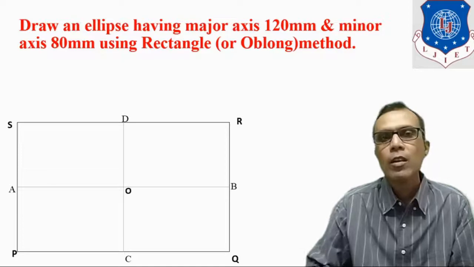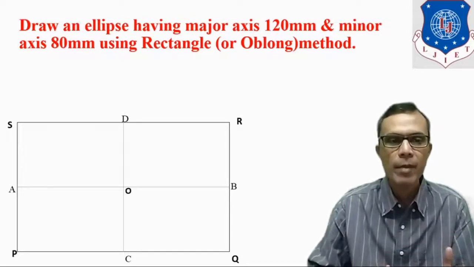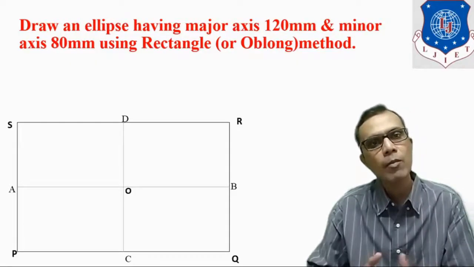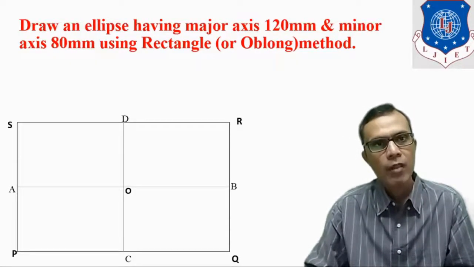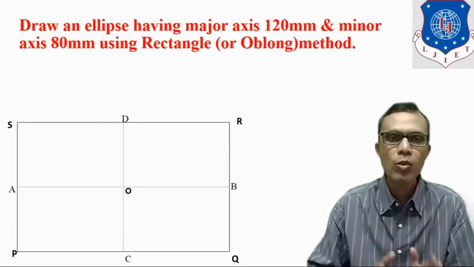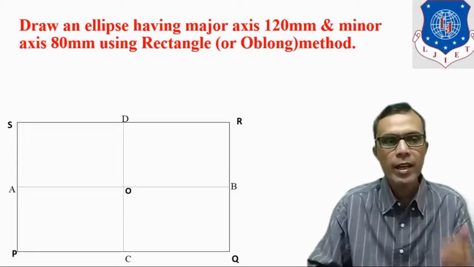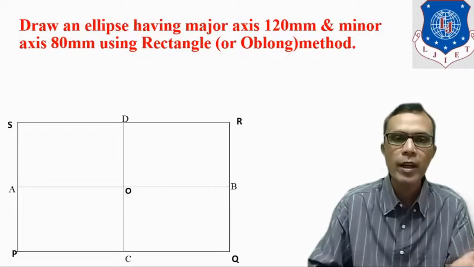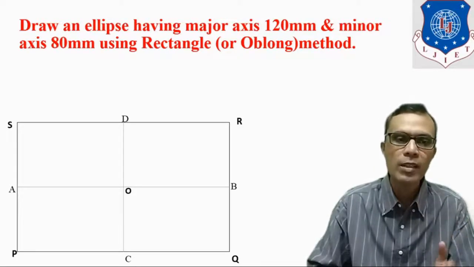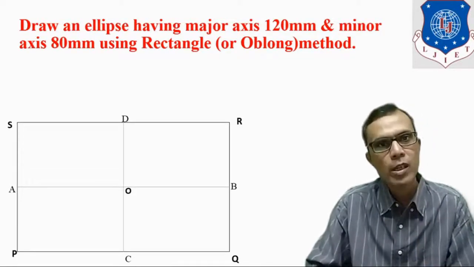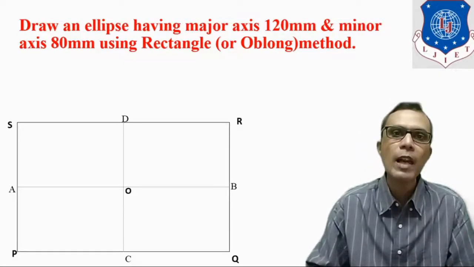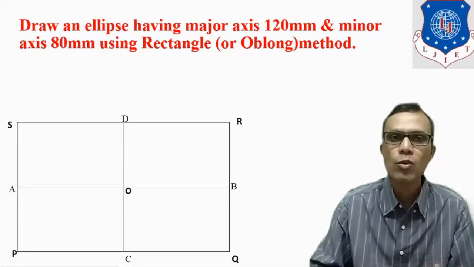Now we have to consider the AS segment and the AO segment, that is half of the minor axis and half of the major axis. We have to divide both of these segments into a number of equal divisions. If I divide AS into 3 parts, then I have to divide AO also in 3 parts. If I divide AS into 4 parts, then I have to divide AO also into 4 equal divisions. It depends on the given dimension, how many parts we have to make.